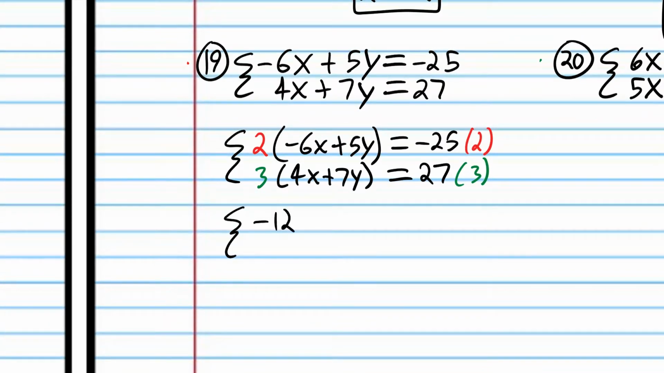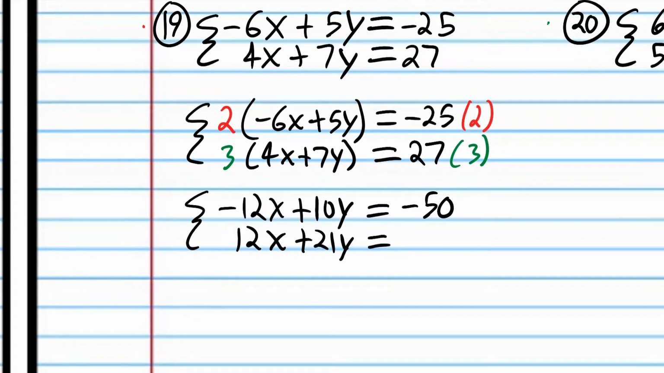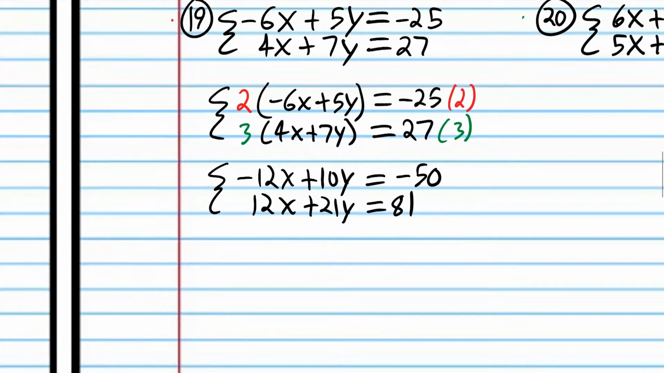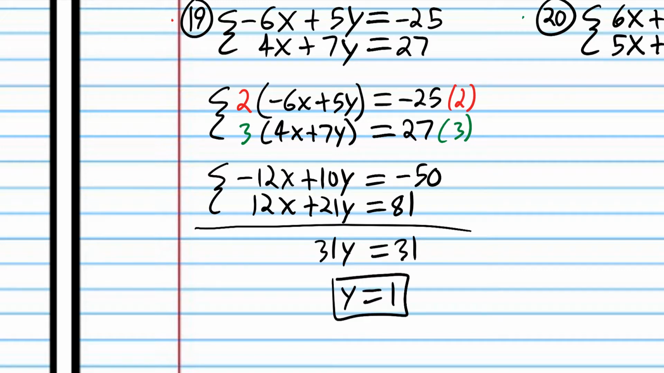So negative 12x plus 10y is equal to negative 50. And 12x plus 21y is equal to 81. And so why did I do that? Well, you can see why we did that. Now we just add them together, and we get 31y is equal to 31. So y must be equal to 1.